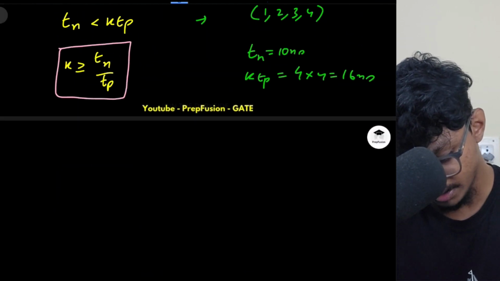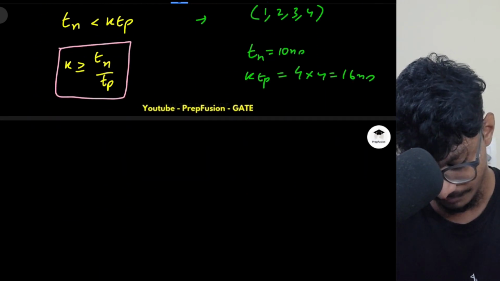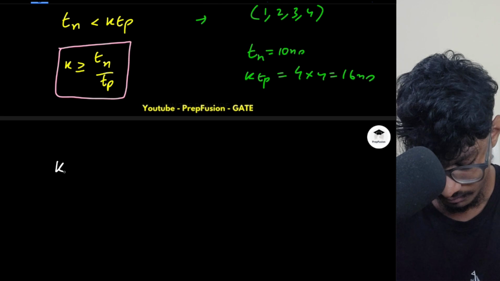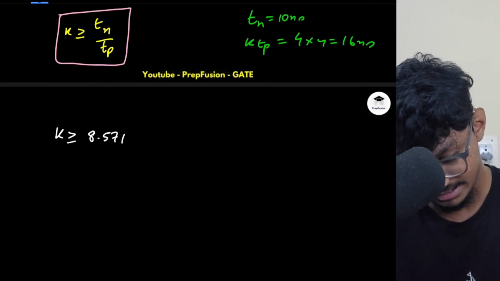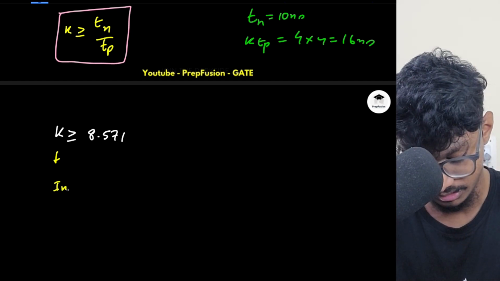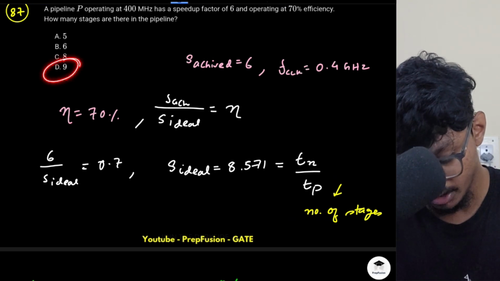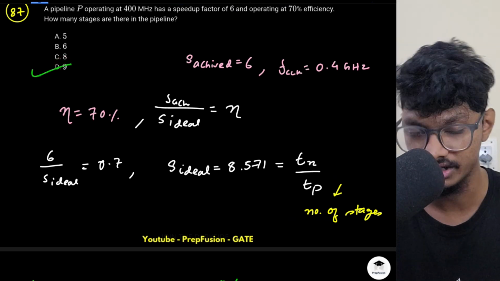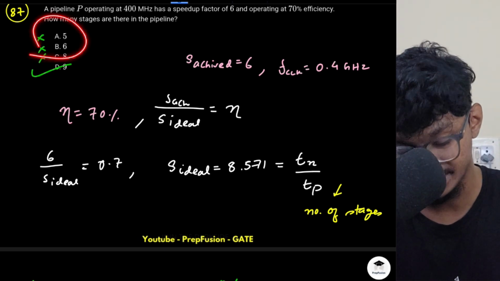And what is my Tn over Tp? Tn over Tp is here, 8.571. So K has to be greater than or equal to 8.571, and K is an integer. We know the number of stages cannot be a fractional number, it has to be an integer. So from the options I can see only one option is telling me that K will be greater than 8.571. So obviously option D will be correct. All other options are rejected, right? All these options are saying otherwise.